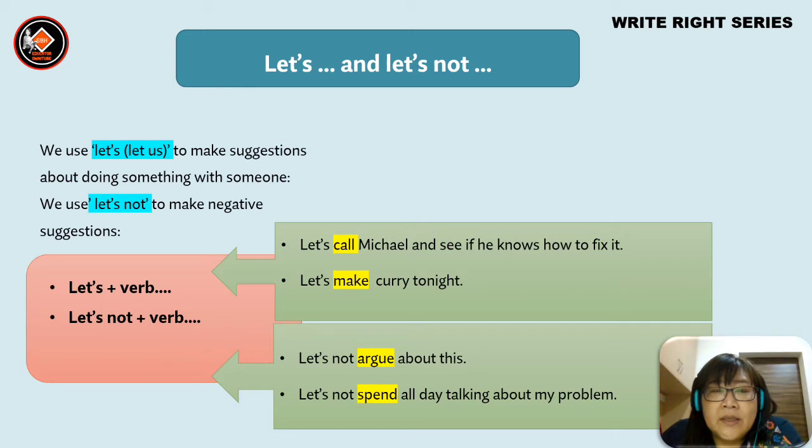Now, let's look at let's and let's not. We use let's or let us to make suggestions about something, doing something with someone. And then we use let's not to make negative suggestions. Let's plus verb or let's not plus verb. Example, let's call Michael and see if he knows how to fix it. Let's make curry tonight. Let's not argue about this. Let's not spend all day talking about my problem.